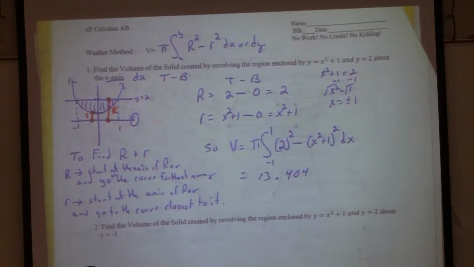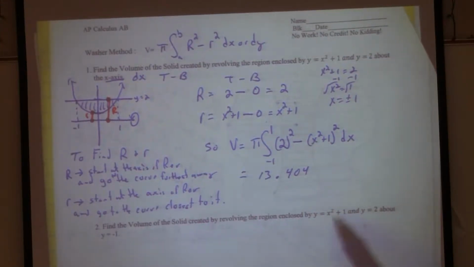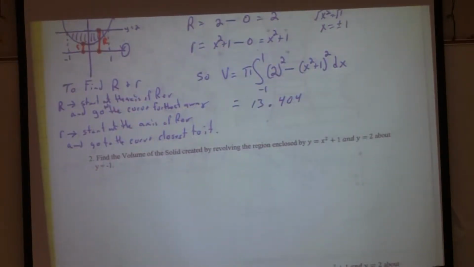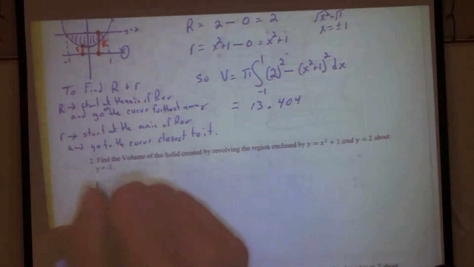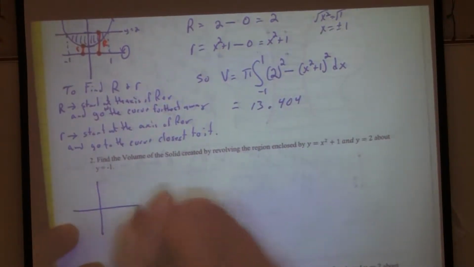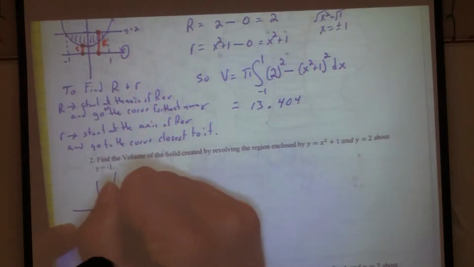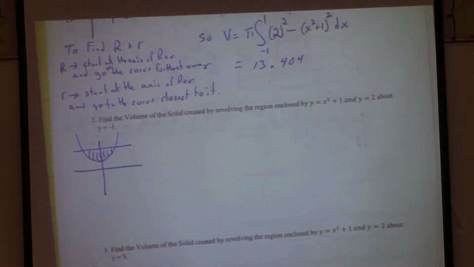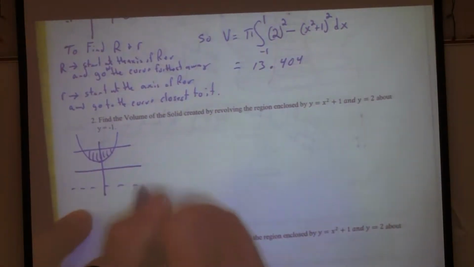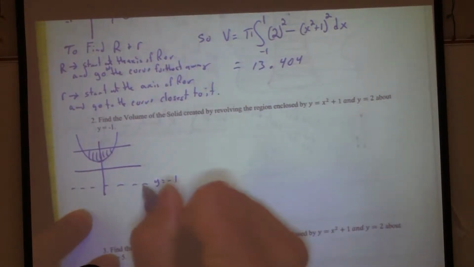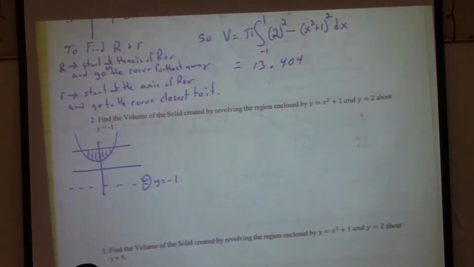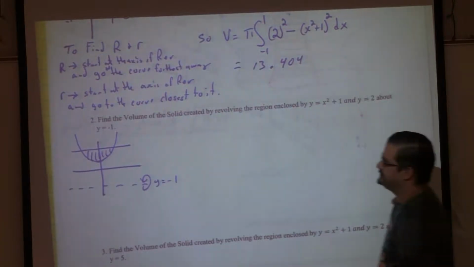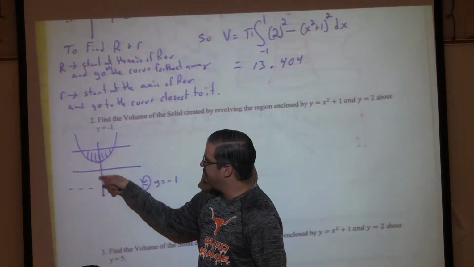Let's try another one. It's the same bounded area, but now it's around y equals negative 1. I did that on purpose so we could draw the graph pretty fast. We're going to be up here at y equals 2. I'm talking about this space, but now it's going to be revolved around the line y equals negative 1. Is there going to be a big space in between? Yeah, it's going to be all these guys right here.